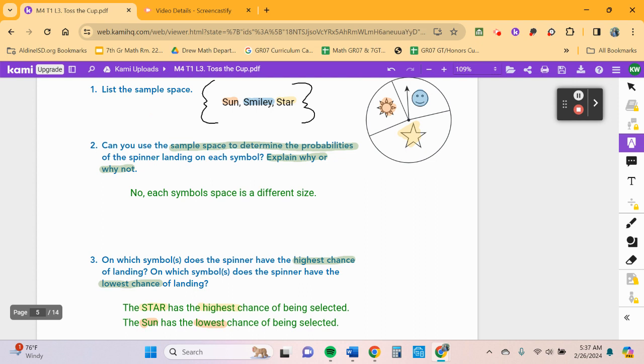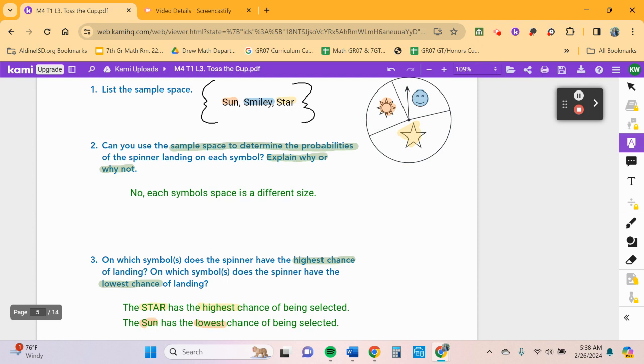Let's compare answers. So the sample space that you should have gotten were the sun, smiley, and star in no particular order. For number 2, can you use the sample space to determine the probabilities? Why or why not? And I had put no because each symbol takes up a different amount of space, right? And also, do you know how much space each symbol takes up of the spinner? No, there are no percentages, there are no fractions, there is no specific number tied to these spaces.